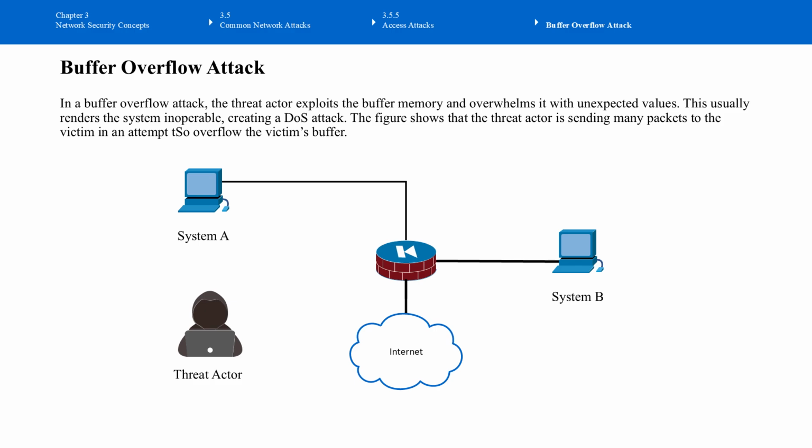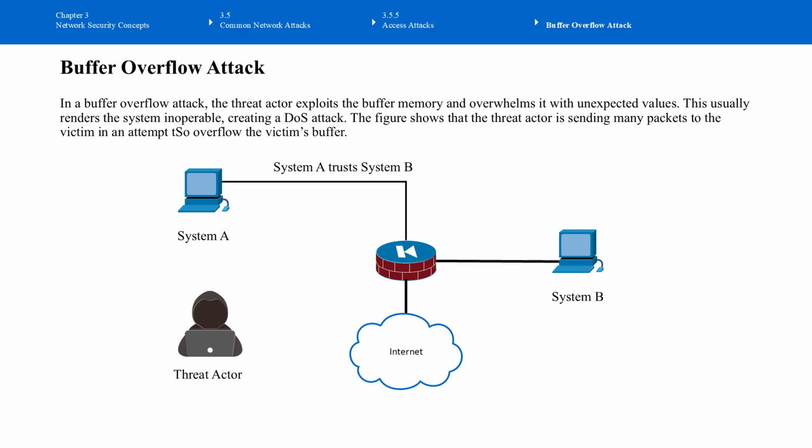A buffer overflow attack occurs when a threat actor sends more data than a system's memory buffer can handle. The extra data can overwrite nearby memory and cause the system or application to crash or become unstable. In this example, the attacker sends a large number of packets towards the victim, attempting to overflow its buffer. A buffer overflow can crash an application or system, make a service unavailable, and result in a denial of service condition. In some cases, it can allow malicious code to execute.